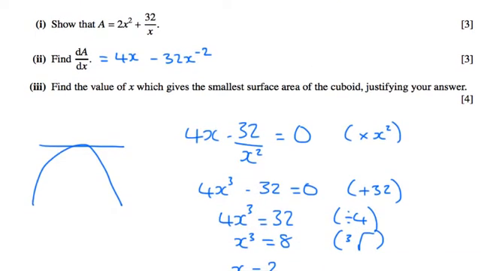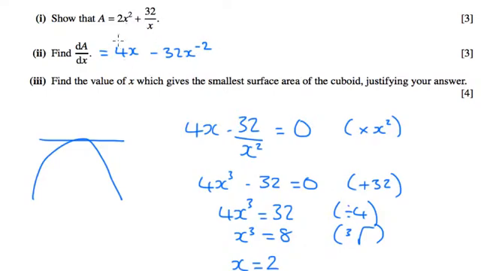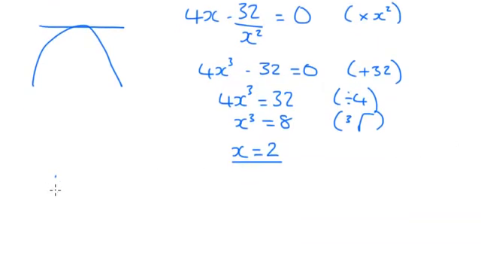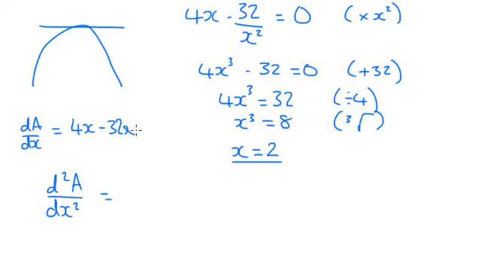Well, in order to find if we have a maximum or a minimum point, we need to differentiate the gradient function. We need to find d2A by dx squared. So d2A by dx squared, well, we know that dA by dx is 4x minus 32x to the minus 2.